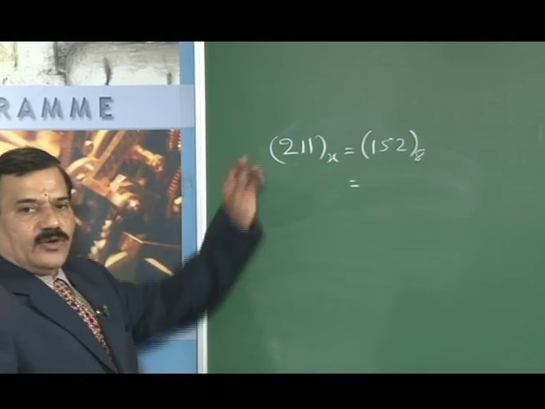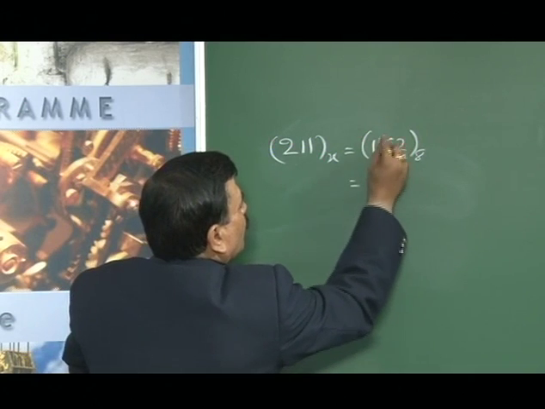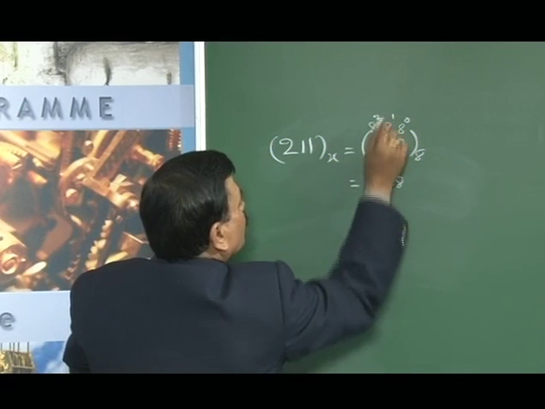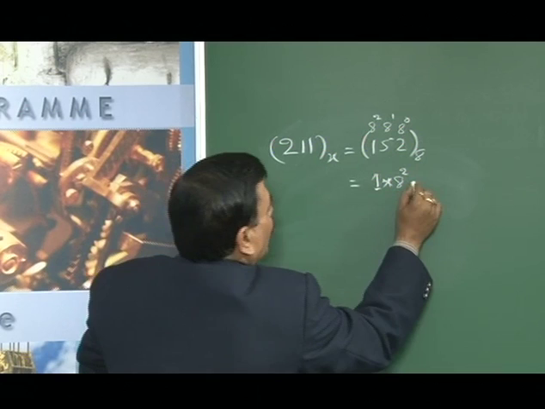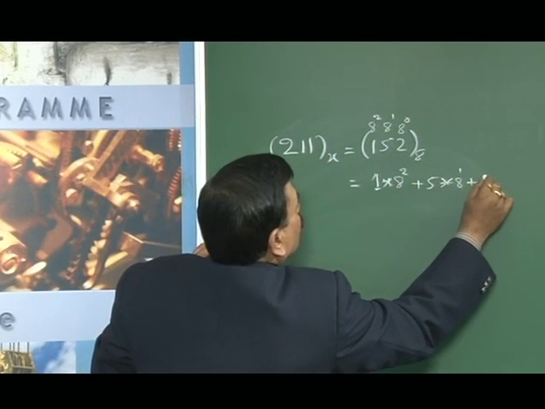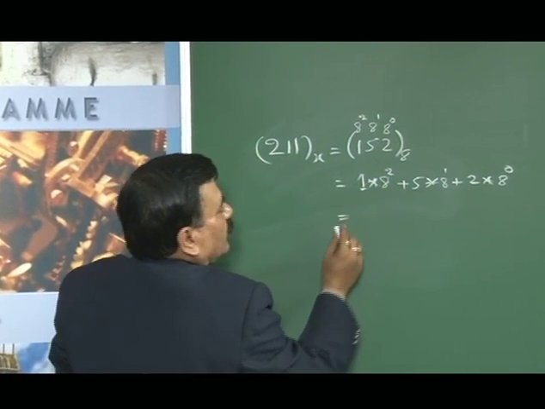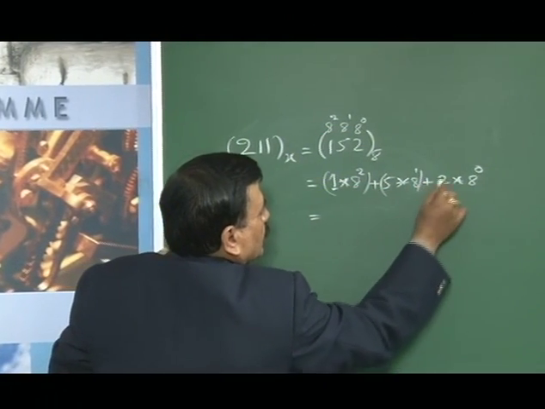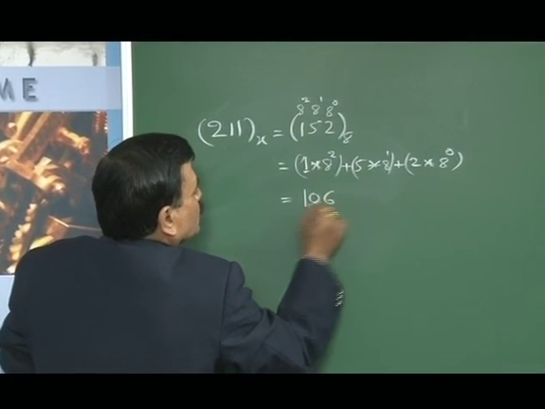So if you decode this octal value, the digits carry 8 to the power 0, 8 to the power 1, and 8 to the power 2. Therefore, 1 into 8 to the power 2 plus 5 into 8 to the power 1 plus 2 into 8 to the power 0. If you sum these values, we get 106.